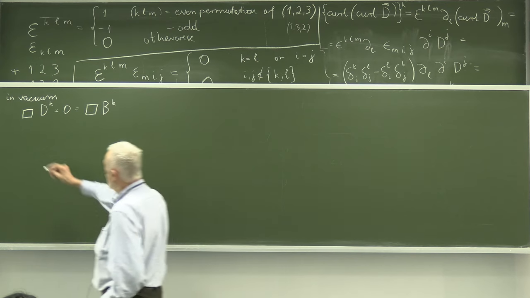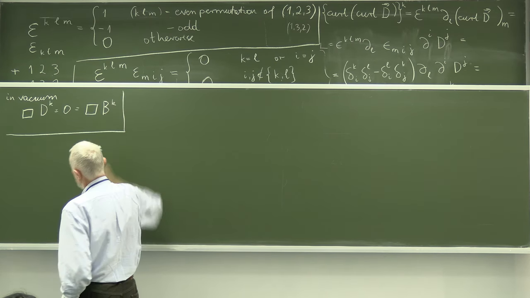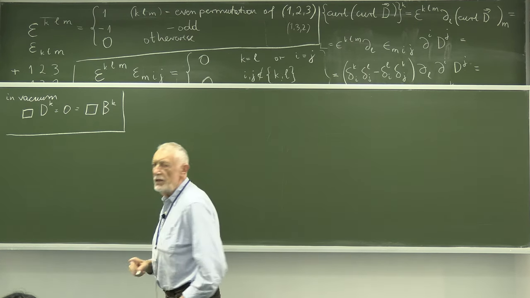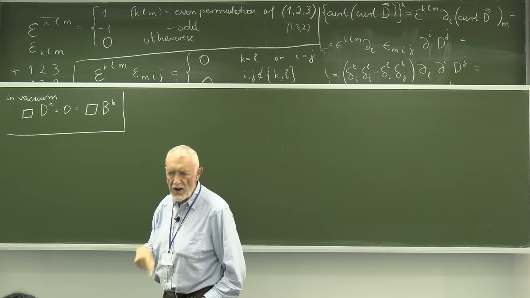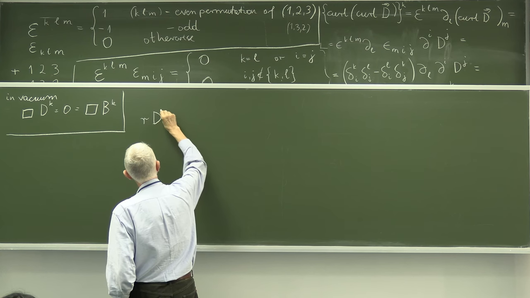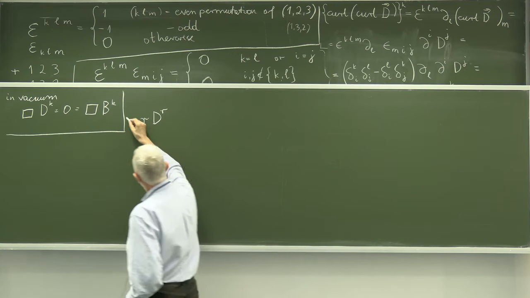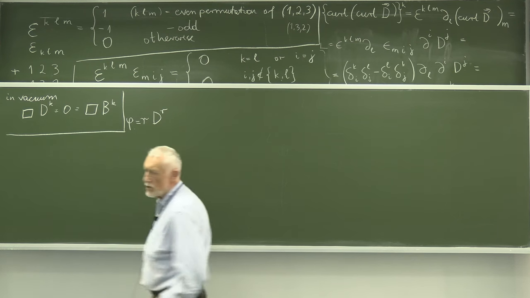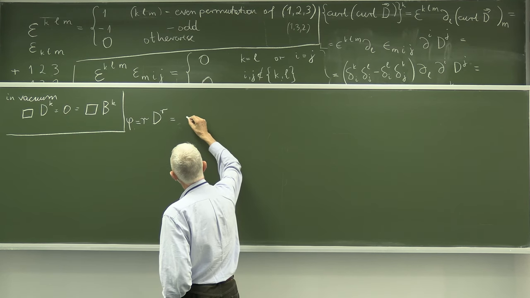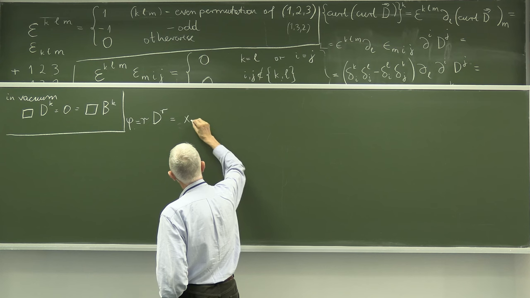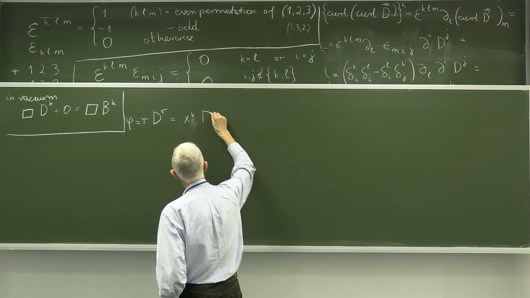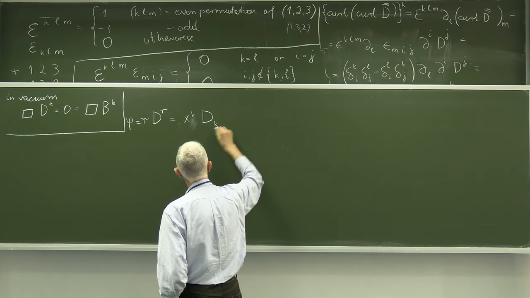Let me also make the following remark. If we take spherical coordinates, let me write down, consider such a function phi equal to r times D_r. So it is nothing but x_k times D_k, or maybe x^k times D_k. Yeah?